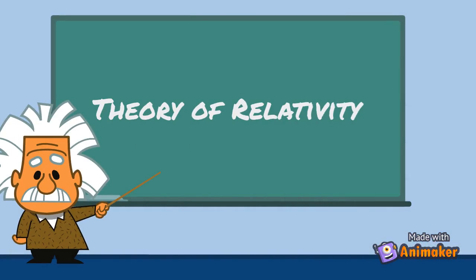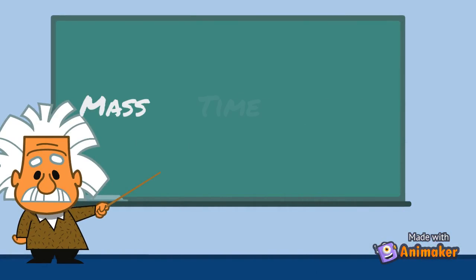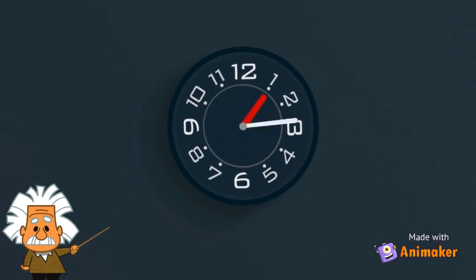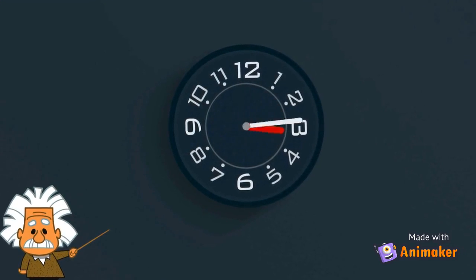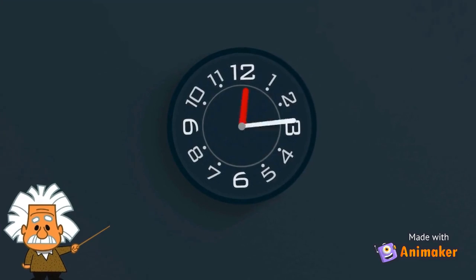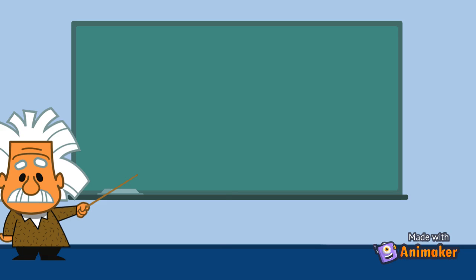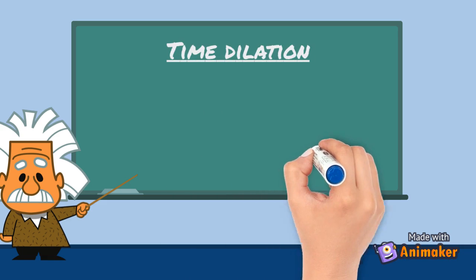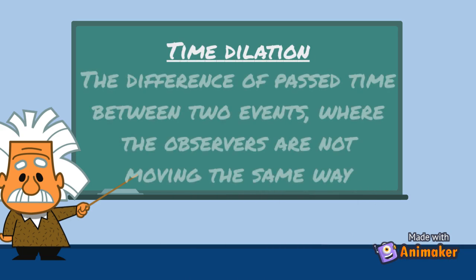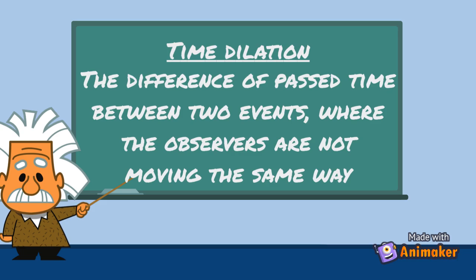He came up with the theory of relativity to explain how mass, time, and space all interact with each other. Einstein's theory of relativity tells us that time always passes, but travels at different rates for people in different situations. Einstein calls this time dilation, which is the difference of elapsed time between two events, where the observers are not moving the same way. This may sound crazy, but time actually passes slower the more you're moving.